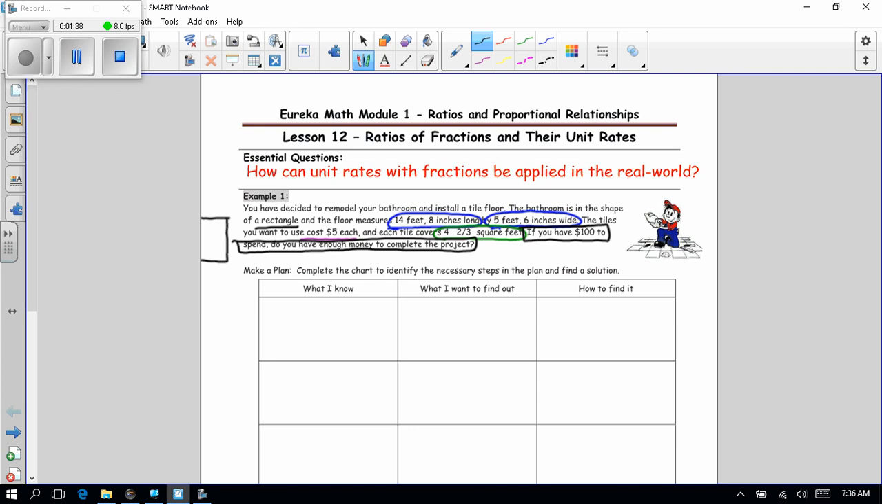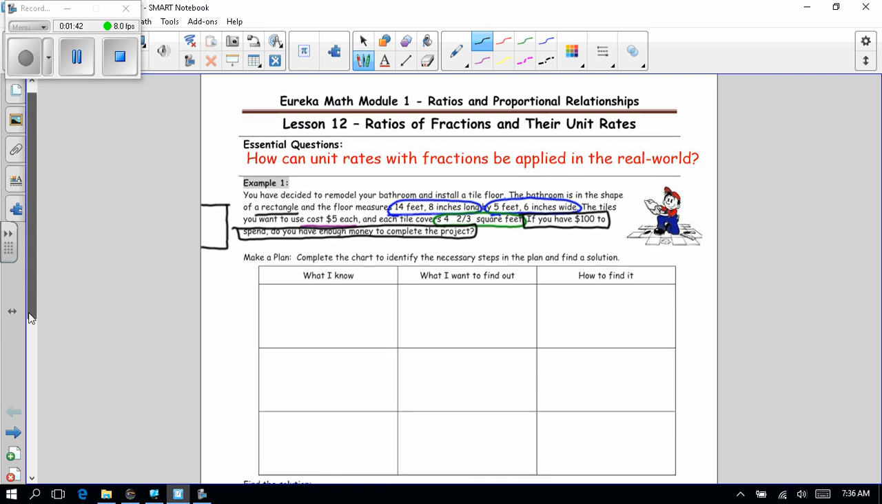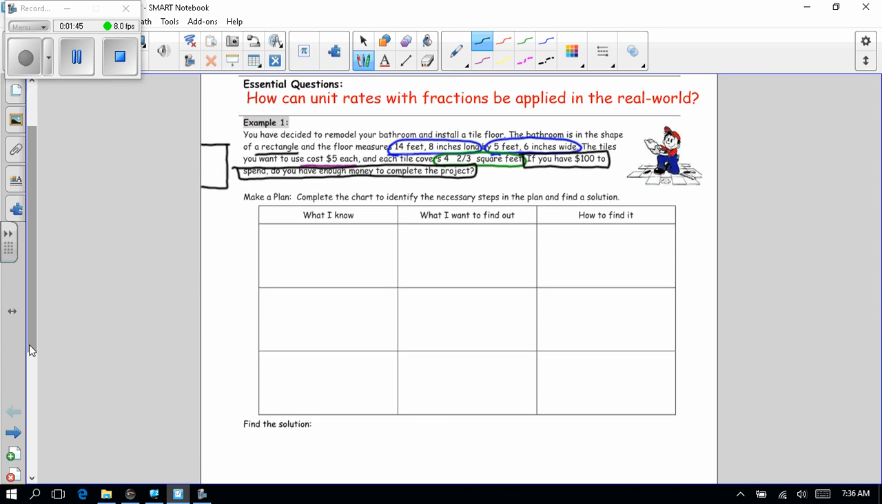All right, so let's make a plan. I've got this chart here on this page to help us figure out a way and organize our thoughts. Okay, so what do I know? Well, I know I have a rectangular floor and I know the dimensions of the floor. What do I want to find out about the floor? I want to know how much space it takes up, and that's called the area. I want to find the area.